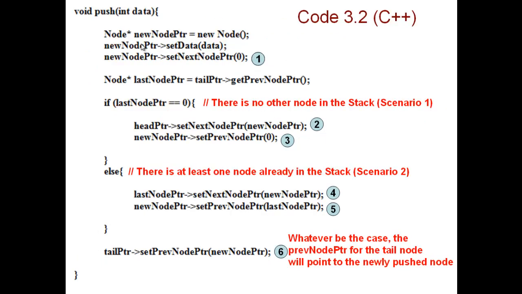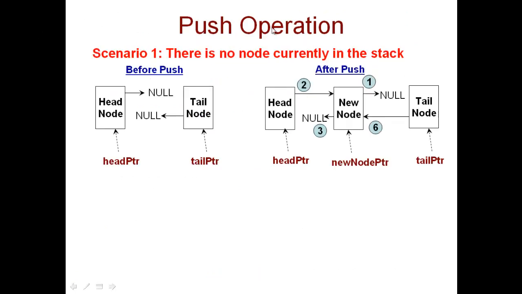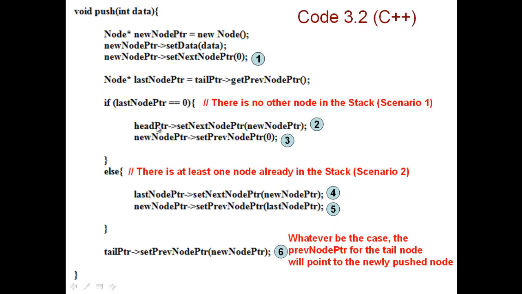Now, if there is no node currently in the stack, that means the tail node's previous node pointer should be null. This is the last node pointer. So if the last node pointer is null, then there is no node currently in the stack, which corresponds to scenario 1. And so far we have just set the new node's next node pointer to null. Now we want to accomplish these three things. So let us see how we do that.